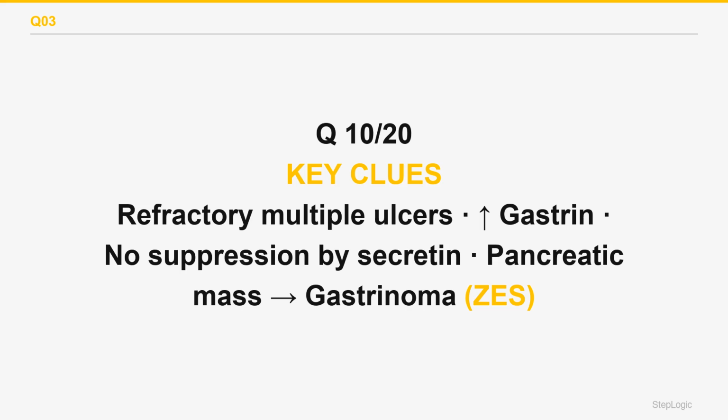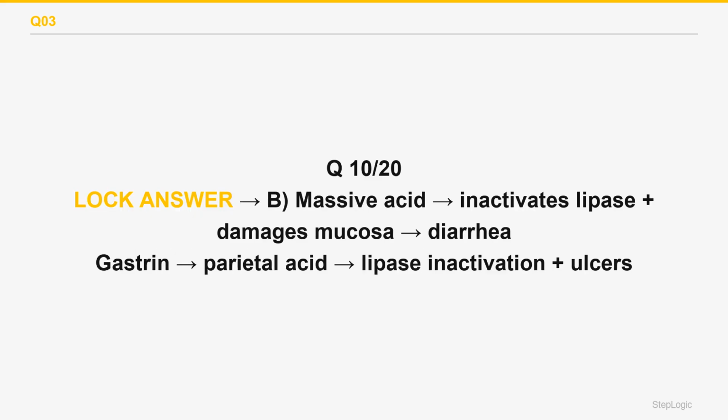Two consequences cause diarrhea. First, the low pH inactivates pancreatic lipase, so fat is malabsorbed, producing steatorrhea. Second, the huge acid fluid load and mucosal injury impair absorption. The acid also explains the recurrent distal ulcers, even in the jejunum, which is unusual and a tip-off.